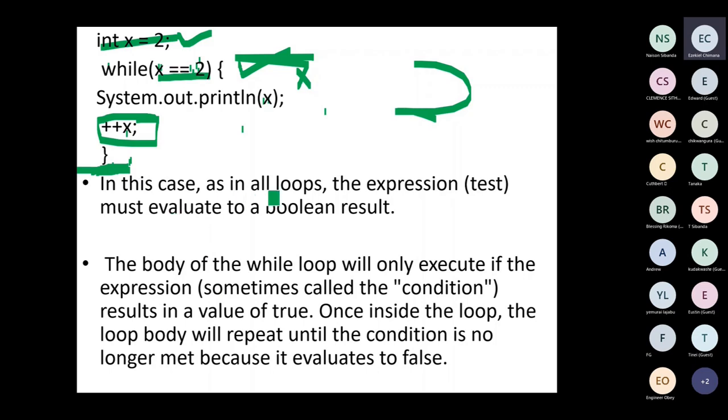In all loops, the expression test must evaluate to a Boolean result. It must evaluate to true or false. So the body of the while loop will only execute if the expression, sometimes called the condition, results in a value of true. Once inside the loop, the body will repeat until the condition is no longer met because it evaluates to false. So it will keep on looping whenever this one is true. When this one becomes false, it will exit our loop.